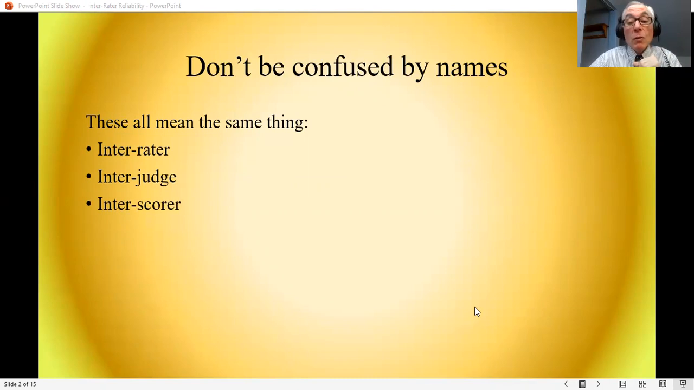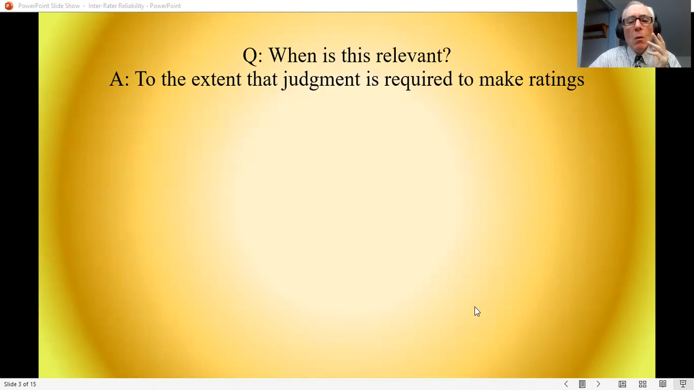We also sometimes see inter-scorer reliability because scores are often being assigned by our judges. And then sometimes you'll see the prefix between instead of the prefix inter, et cetera, all the same thing. So when is this one relevant? Remember that there's no form of reliability that applies to every test in the world. Inter-rater reliability is relevant to the degree that we must exercise judgment in order to make our ratings, to assign scores or whatever we're doing in terms of rating here.